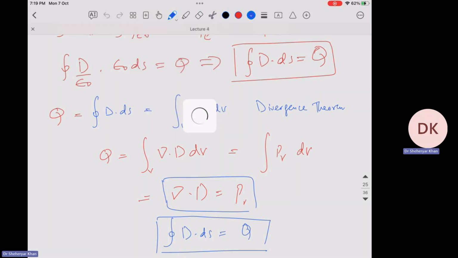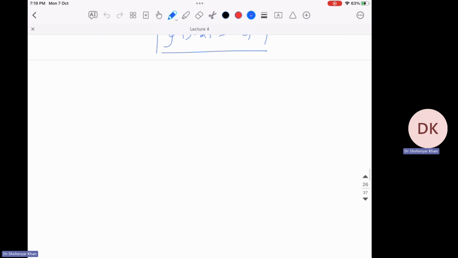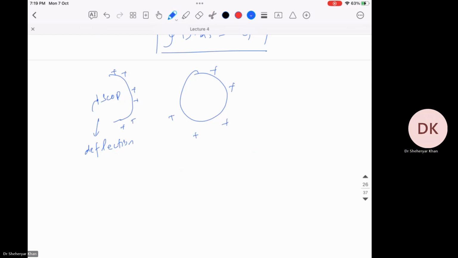some properties. What I mean to say is, if you have a sphere like this and you place a scope here to sense the electric field, and if you put some charge here, this will show you some deflection. But if you have a complete sphere, that's a Gaussian surface, now there is no deflection, because all the electric field is now on the surface of the sphere.